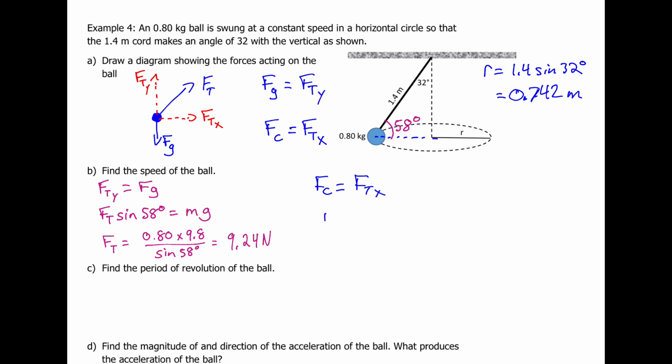So this is mv squared over r, and this is Ft cosine of 58 degrees. This is mainly why I wanted to get the 58 out of the diagram, because when I'm using x, I want to use cosine, and when I'm using y, I want to use sine. I don't like mixing those up. Even though you absolutely can, it's much better to not mix them up.